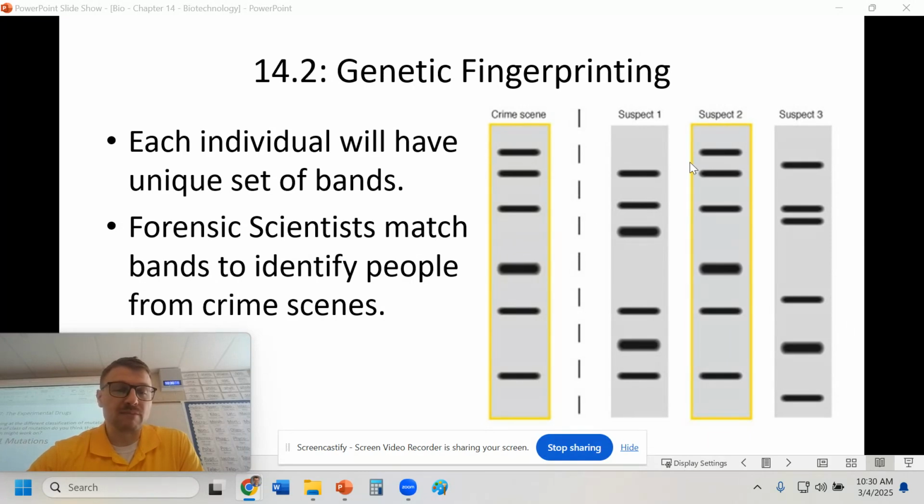What we can do is match those up. You can see here, suspect 2 is the person that was at the crime. Now, this doesn't mean for sure they did the crime, but if they were at the crime scene, this is going to lead the prosecutors or the courts to say, hey, they're most likely the person that was at the crime scene during this crime.